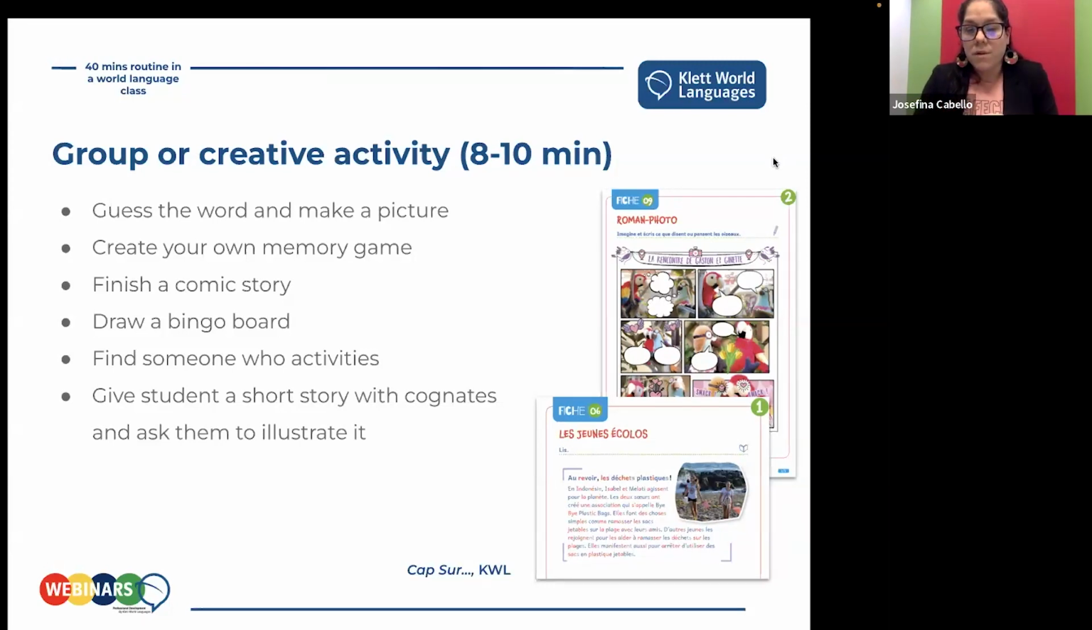And finally, you can always give your students a short story with cognates and ask them to illustrate it. For example, here we have another example in Capsud, and you can see that these stories have cognates, words that students can match to their first language. So it's very important that you give them that little help so they can understand the story by making that connection to their first language. So we can move on to our next slide.